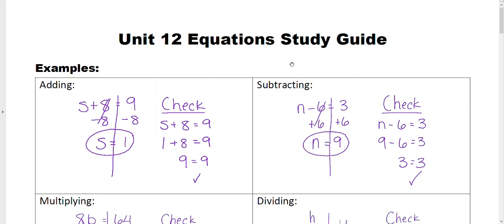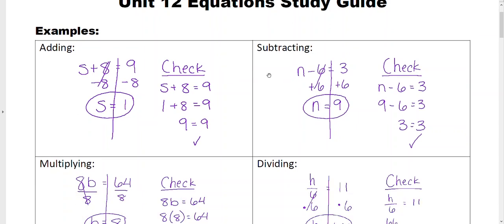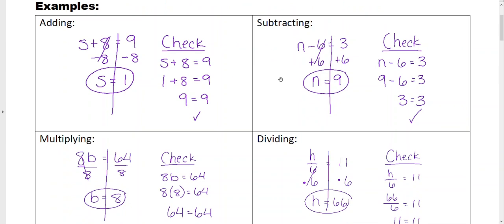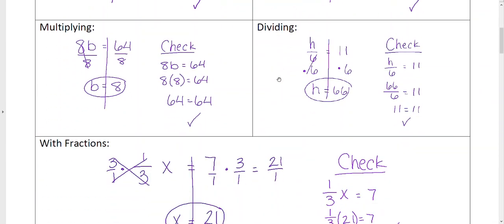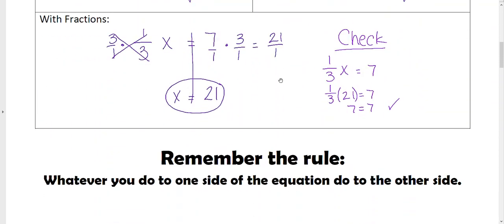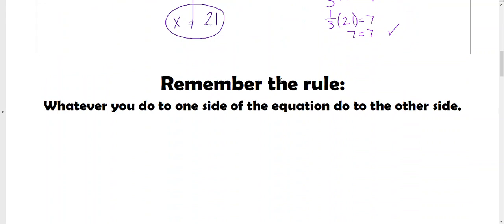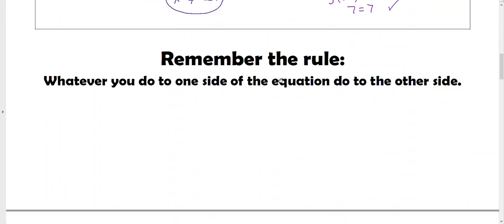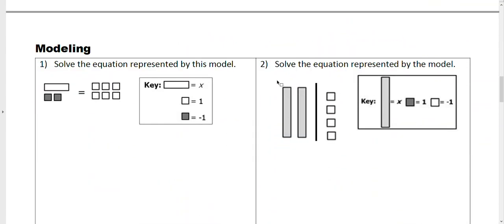In this video, I will be reviewing the Unit 12 Equations Study Guide. So just as all of our other study guides, the first few examples are there if you'd like to review our work. This should be the same work that you have copied down into your notebook somewhere. So these are just other examples. Remember the rule, whatever you do to one side of an equation, you must do to the other side because it has an equal sign.